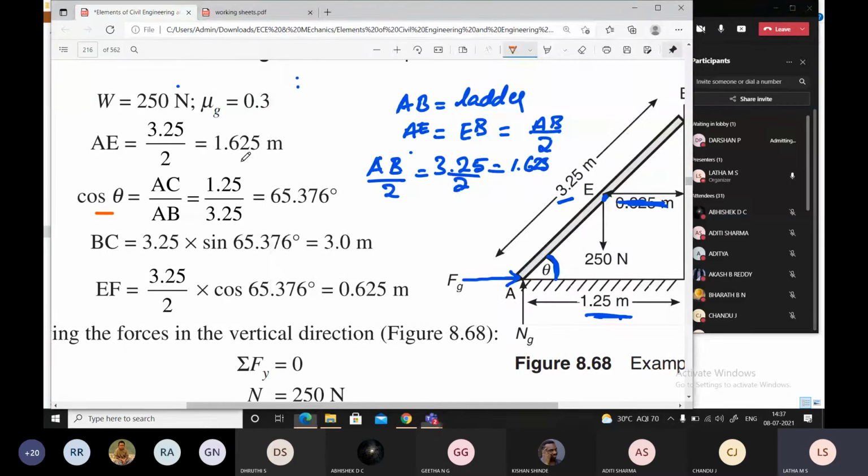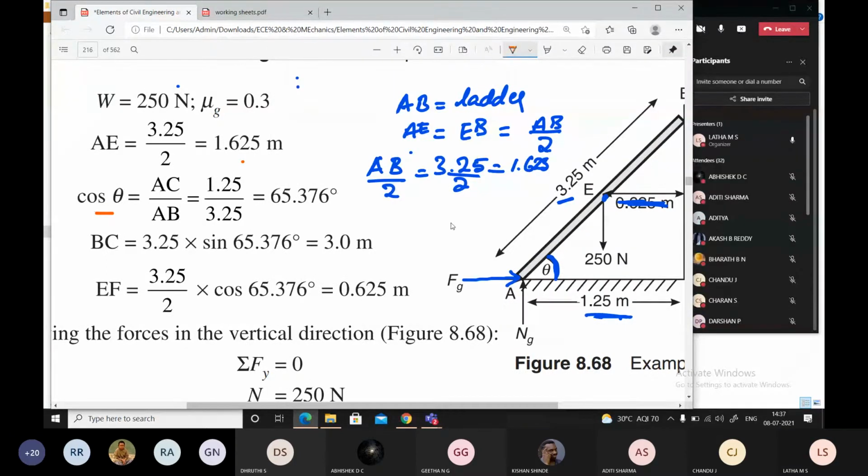What is the angle you are getting? You are getting it as 65.36. So 65.36 is this angle, or 67.38, this angle which is being made. Now I should understand, students, 250 is acting at which horizontal distance? How to calculate the horizontal distance? Isn't it? For that reason we have to calculate. What is the next we have to calculate?